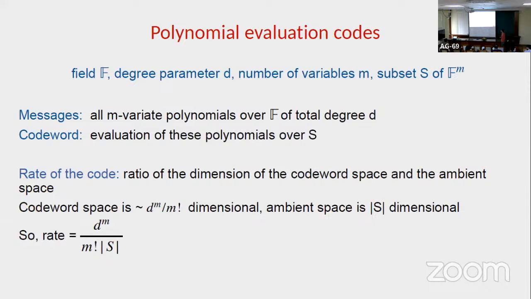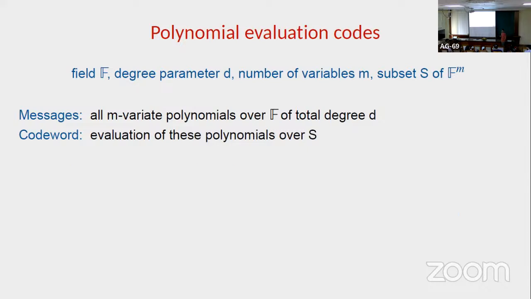Okay. I'll give you some examples, but is the setup clear so far? Questions on the setup? The definition of a polynomial evaluation code is that we take degree d polynomials on m variables, and we evaluate them on a set S of inputs in the underlying domain. The distance of the code is the minimum number of non-zeros any non-zero polynomial must have on the set S. And the rate of the code is d to the m over m factorial divided by the size of S. There's some assumption about the size of the field also?